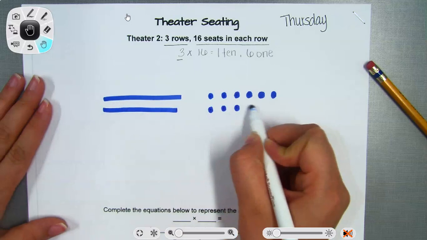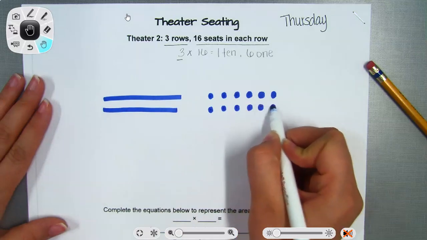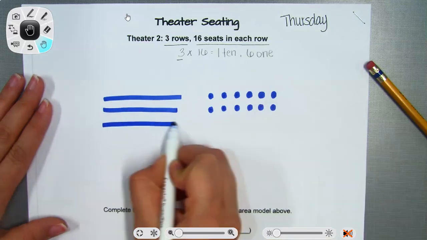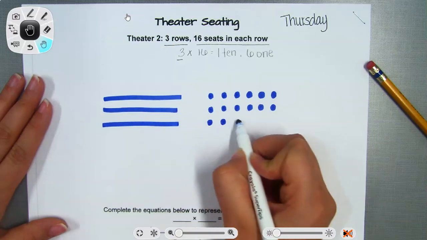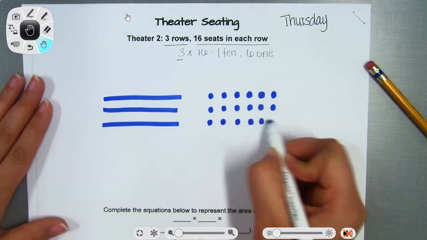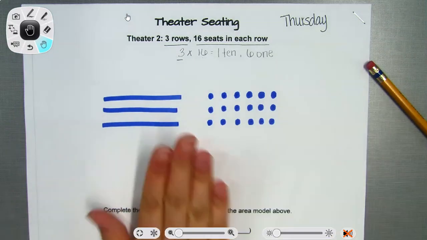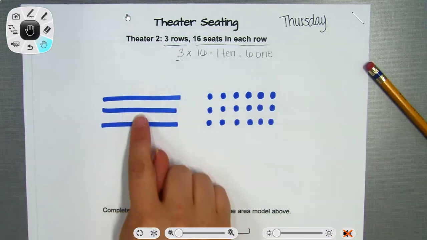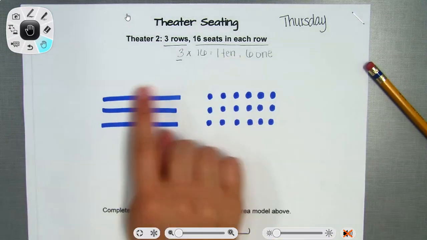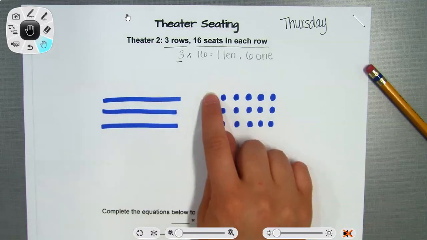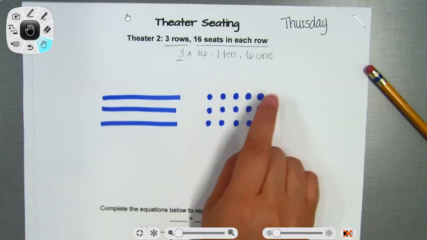So you need to be doing this with me on your paper. There's 2. And there's 3. So you don't have to have the tens and ones because there's not enough. You need to draw the picture. Okay. So I drew my picture. I have 3 rows of 16. 1 ten, so 10, 11, 12, 13, 14, 15, 16.